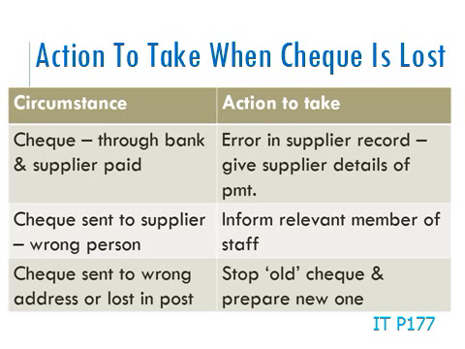2. The cheque was sent to the supplier, but the wrong person within the supplier's company received it. If so, then inform the relevant member of staff within the supplier's company and they should retrieve it. 3. The cheque was sent to the wrong address or got lost in the post. If so, then you need to stop the old cheque, and prepare a new one.